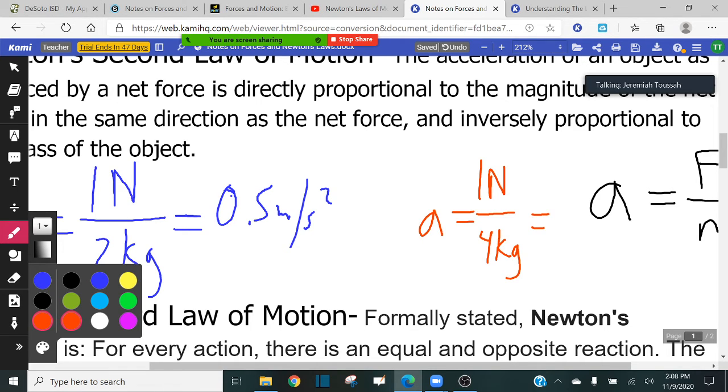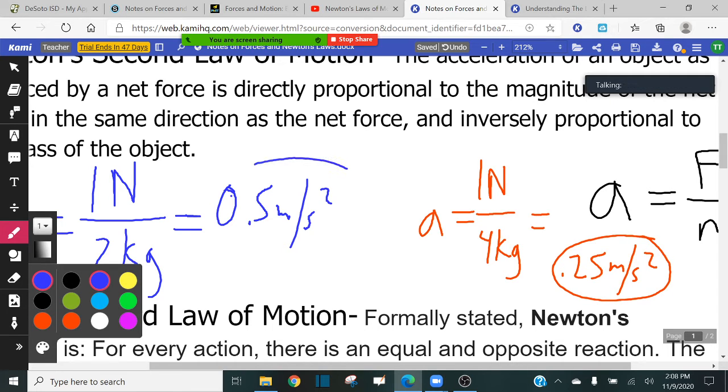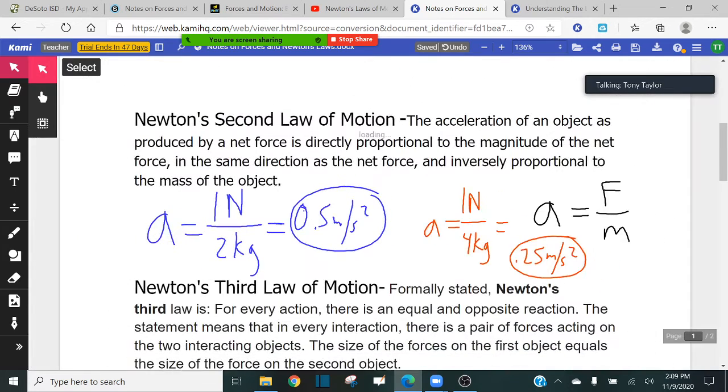0.25. Yes, sir. Meters per second squared. I'm so glad I didn't get it wrong. Yeah. Thank you, Jeremiah.